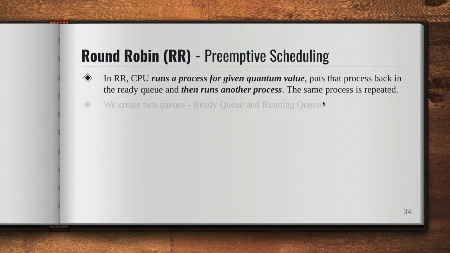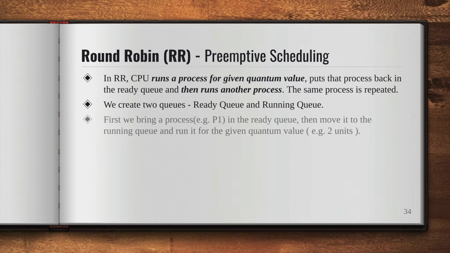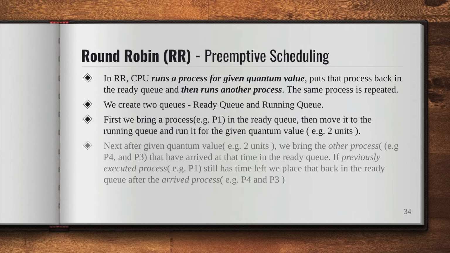So how are we going to implement that? Well, we'll create two queues, a ready queue and a running queue. First we bring the process into the ready queue, then move it to the running queue and run it for the given quantum value, let's say 2 units. After the given quantum value, we bring other processes, for instance P4 and P3, that have arrived at that time into the ready queue. If the previously executed process still has time left, we place it back in the ready queue after the arrived processes, P4 and P3.